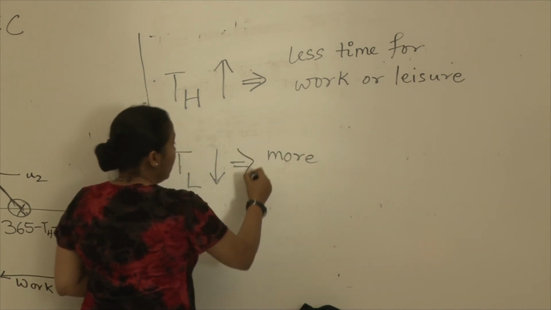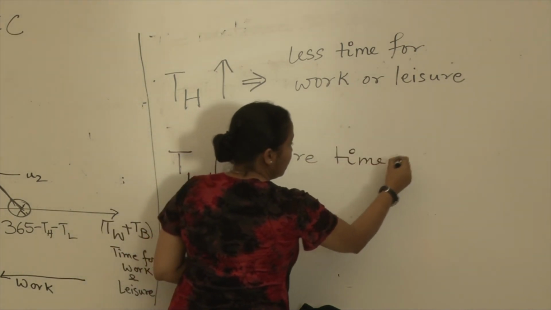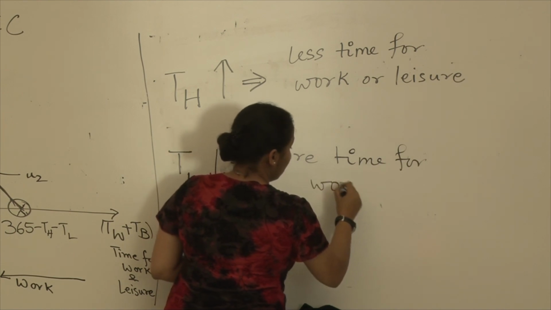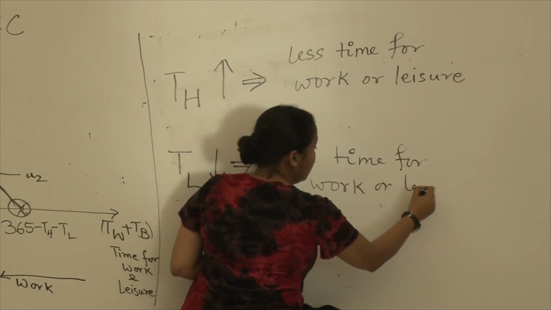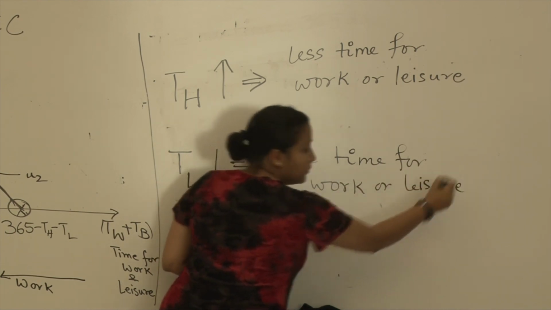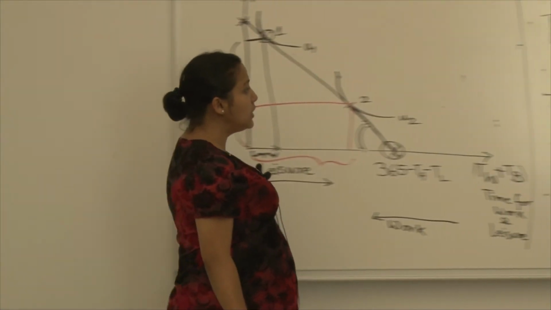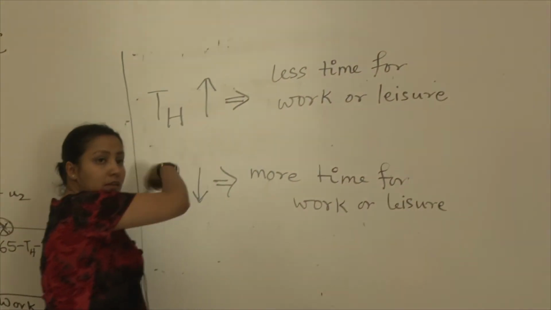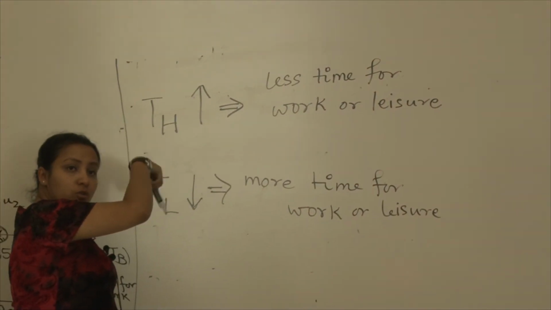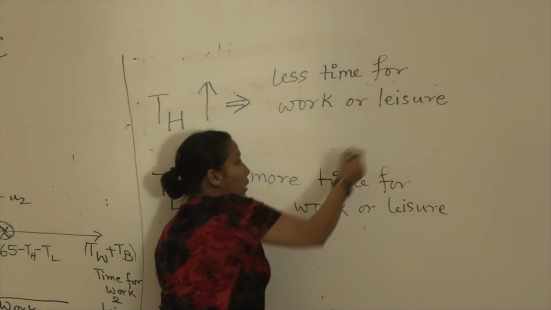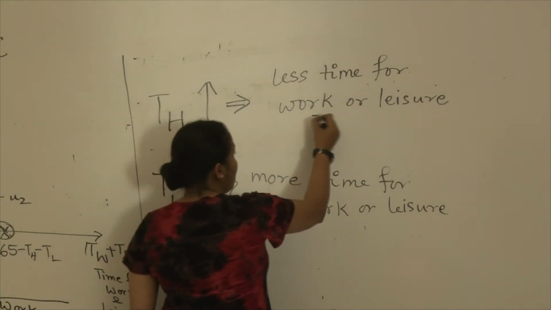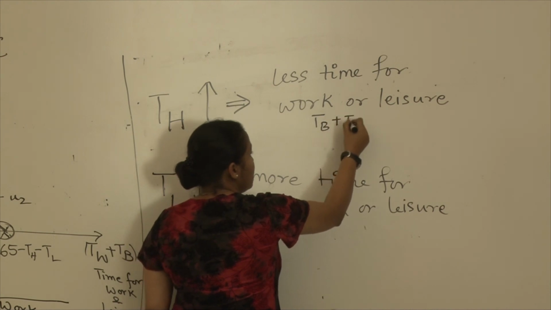So that would imply more time for work or leisure, isn't it? Would you agree? That means, can you see two conflicting effects owing to those two things on the time that you have for work or leisure? That means on TB plus TW.